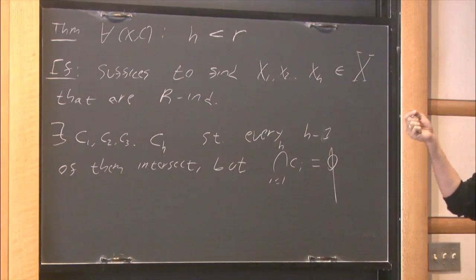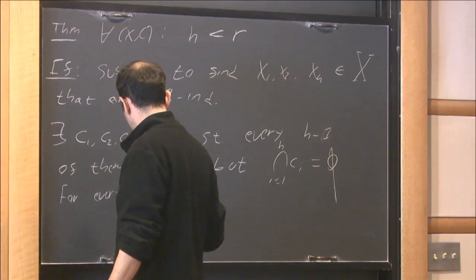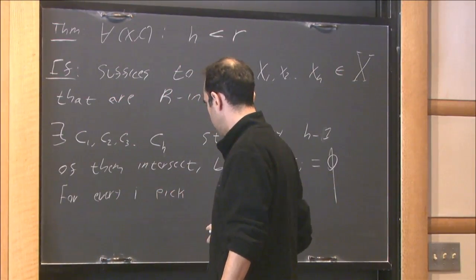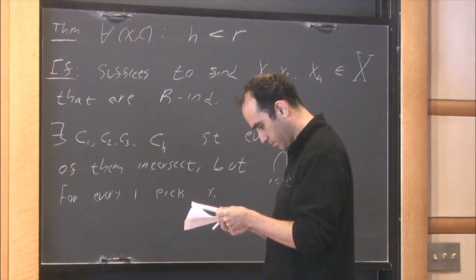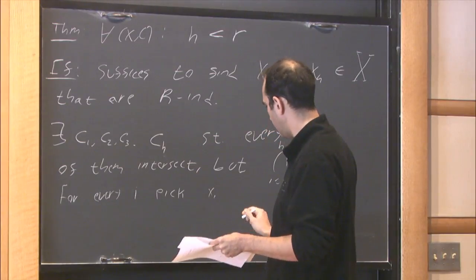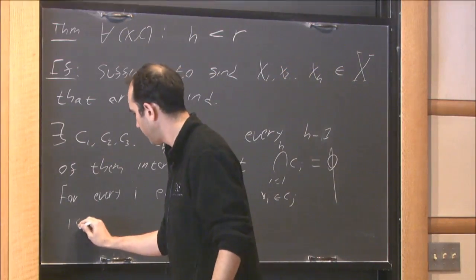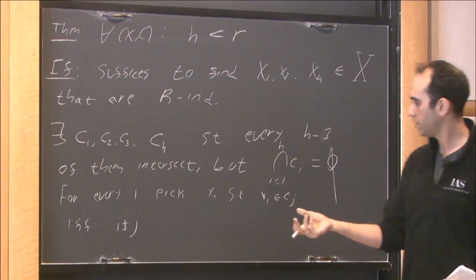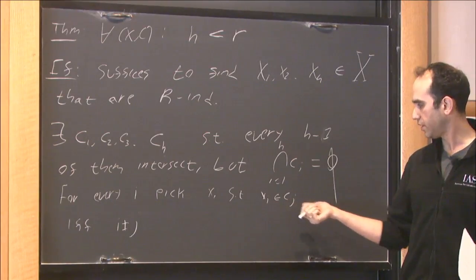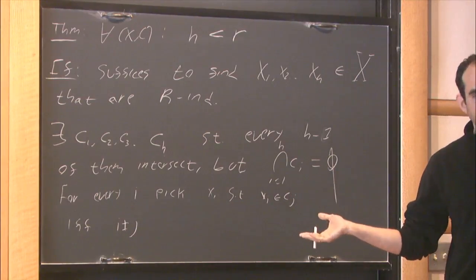Yes, exactly. So the points that we're going to use for the independent set we're going to build: for every i, pick some xi such that xi is in Cj if and only if i is not j. So we know that all the rest have a non-empty intersection, but once we add Ci, it becomes empty. So just take any point from all the rest, and I claim that this must be Radon independent.